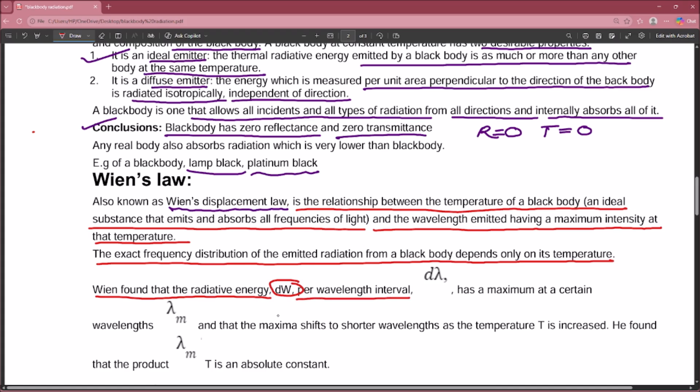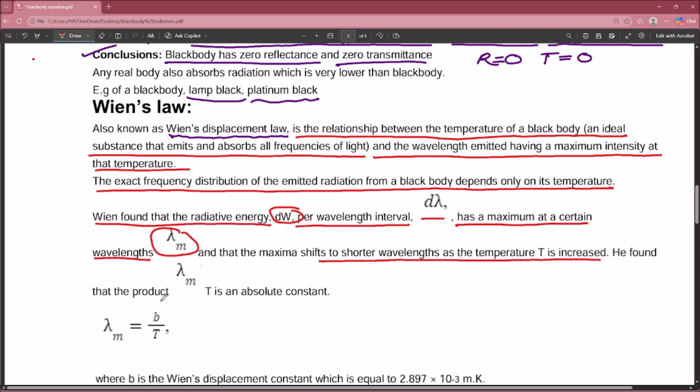per wavelength interval dλ has a maximum at a certain wavelength. We call the maximum λm, and the maximum shifts to shorter wavelengths as the temperature T is increased. He found that λm times T is an absolute constant, that is, λm into T is a constant quantity.